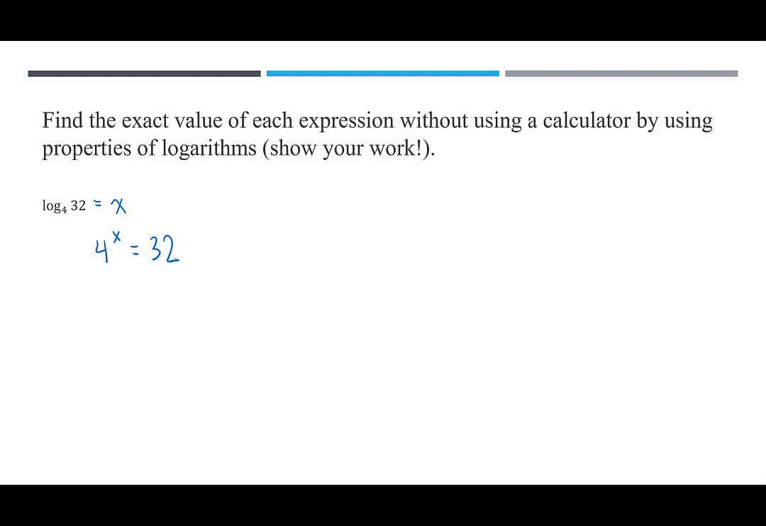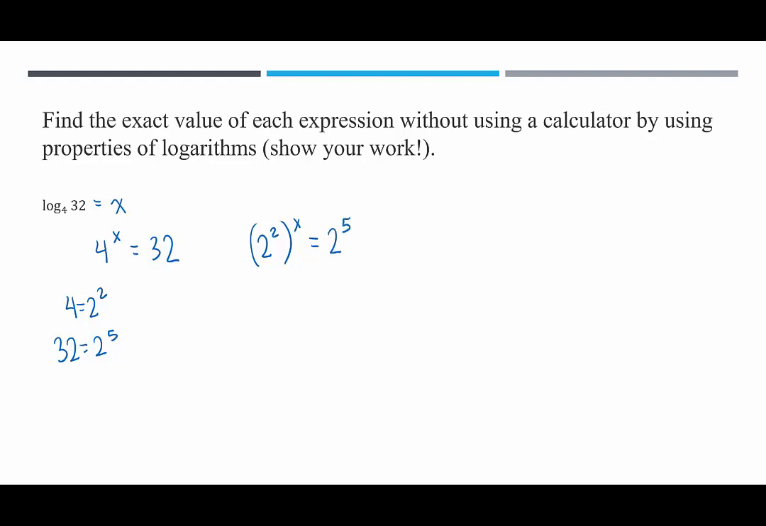So I'm going to rewrite them both to be base 2. I know that 4 is 2 squared, and I know that 32 is 2 to the 5th. So I'm just going to substitute in those powers of 2 for the 4 and the 32. I'm going to rewrite 4 as 2 squared. This is 2 squared to the x. And I'm going to rewrite 32 as 2 to the 5th.